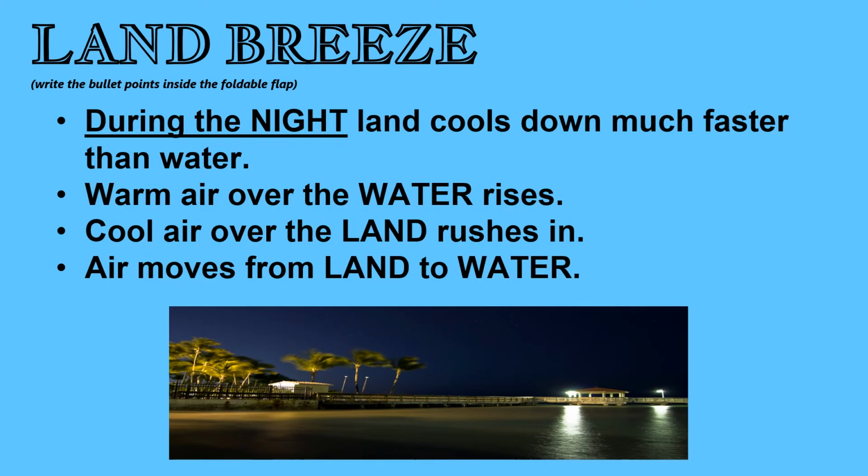So, since we know what a sea breeze is, we'll know what a land breeze is because it's exactly the opposite. At night, the land cools down faster, so it doesn't hold that heat like the water does. The water is moderate. It doesn't cool and it doesn't heat up super fast. So at night, the land cools down faster. So my warm area is going to be over the water now.